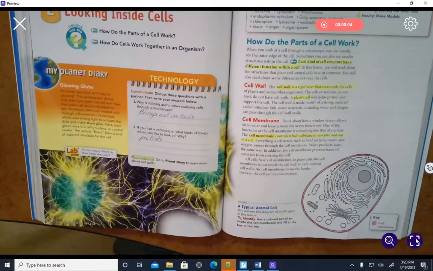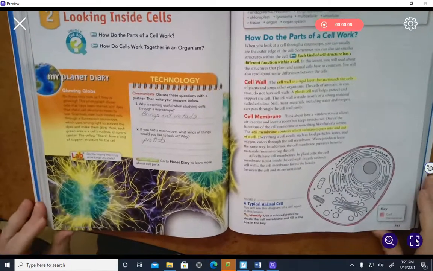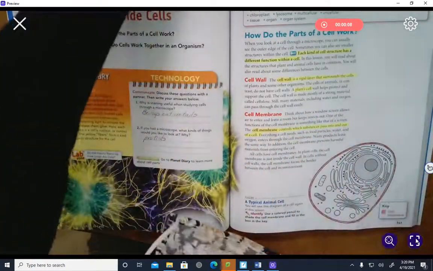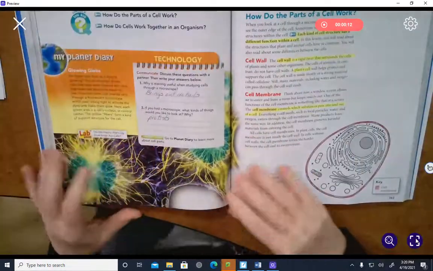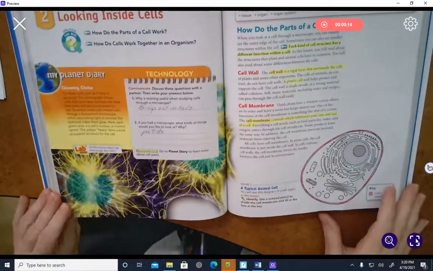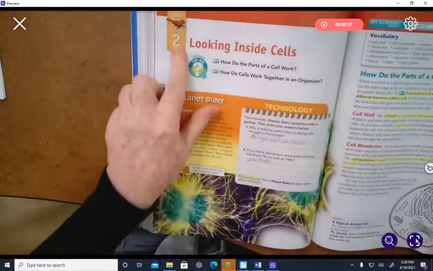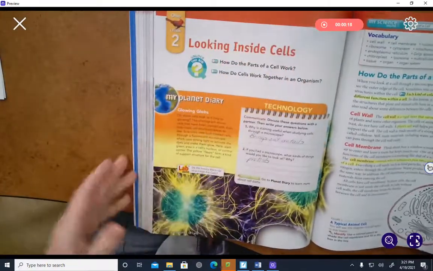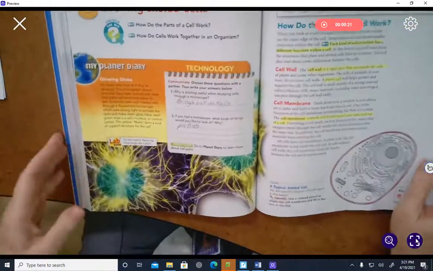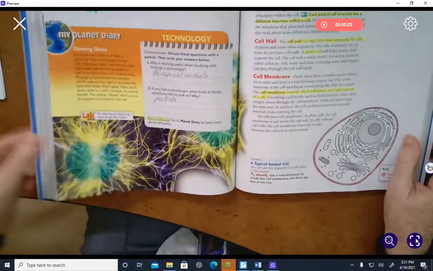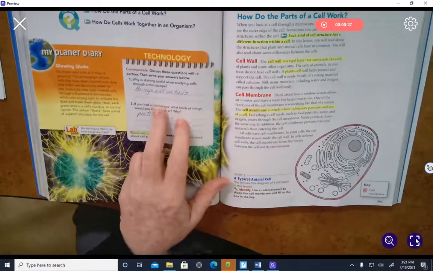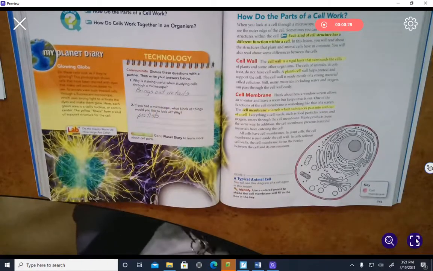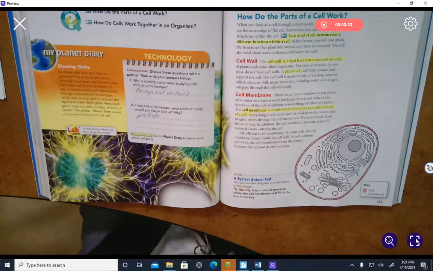Oh, hello, sixth graders. I'm going to cover the answers to the questions as well as what you should highlight from Chapter 10, Lesson 2, Looking Inside Cells. So the first question they ask you is why do you think staining some parts would be useful, and I think that brings out the details.